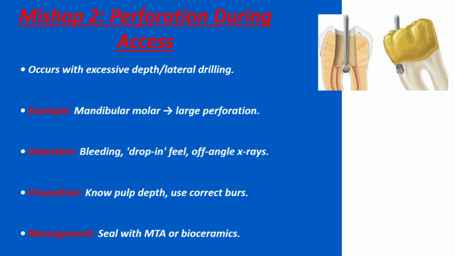How to detect: sudden bleeding not consistent with pulp tissue, a drop-in feel with the burr, and radiographs showing off-path burr angulation. How to prevent: always evaluate pre-op radiographs. Know the average depth of pulp chambers. Use Endo Z burrs and keep them parallel to the long axis. How to manage: immediate sealing with MTA or bioceramics. In severe cases, surgical repair may be required.